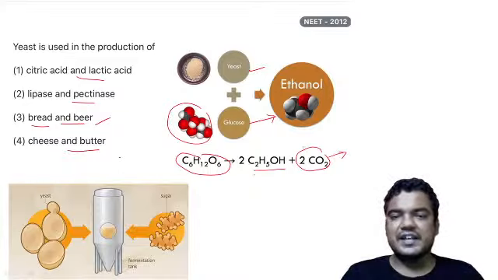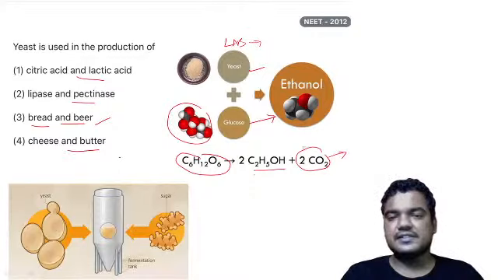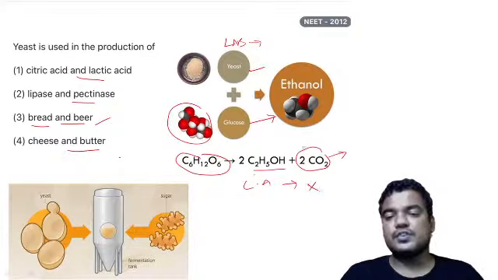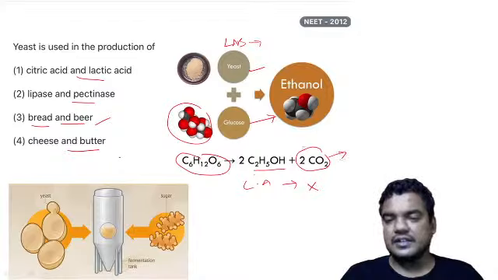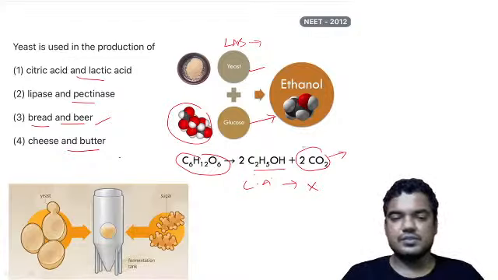If we add lactic acid bacteria rather than this yeast, the same glucose will become lactic acid, and in this process we don't observe the formation of carbon dioxide. That you have to remember. Only when ethanol is formed, along with this ethanol, is carbon dioxide formed in this metabolism. When lactic acid is formed, we don't observe the formation of CO2.